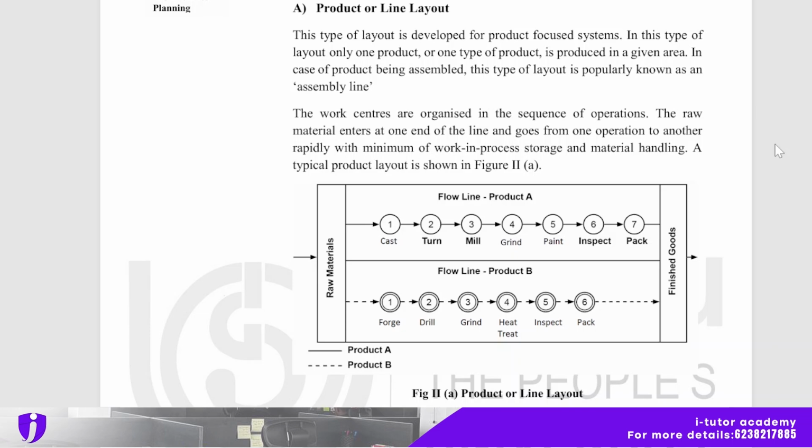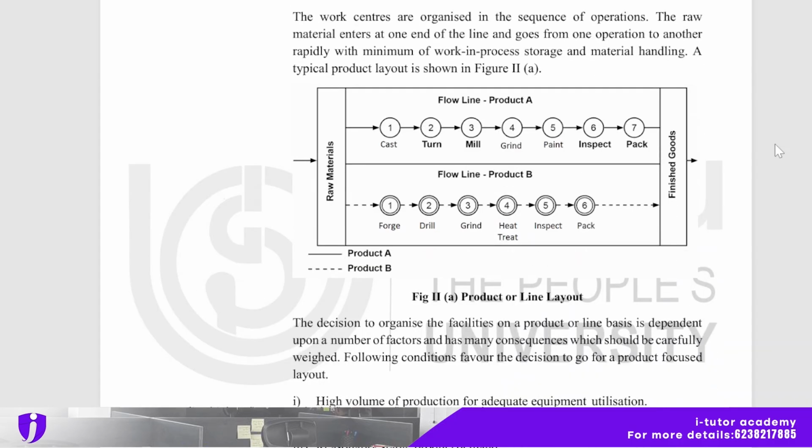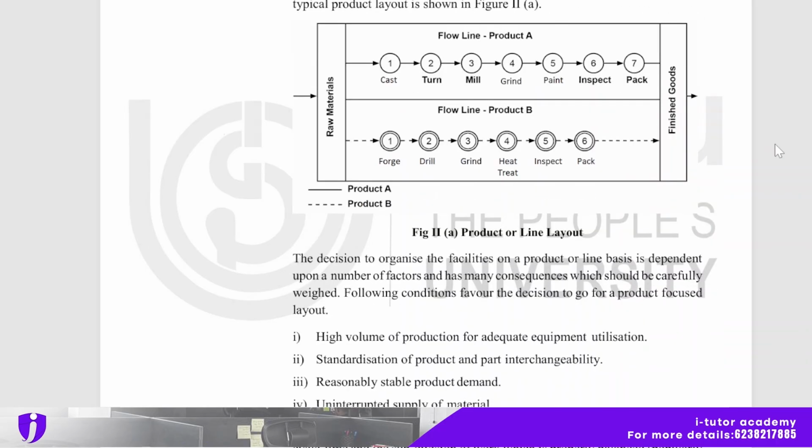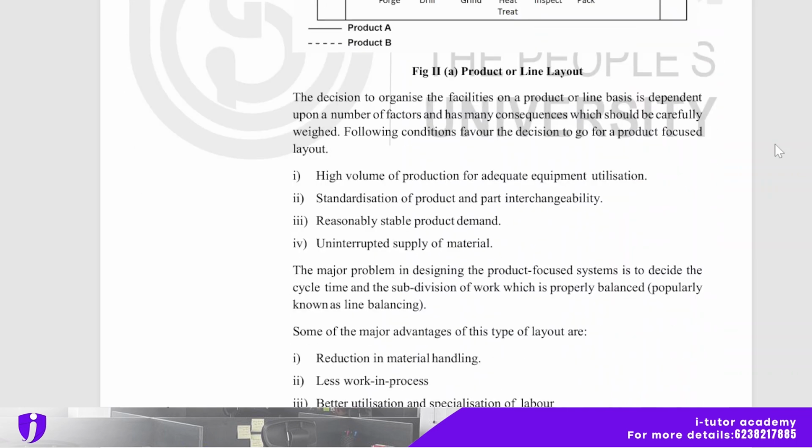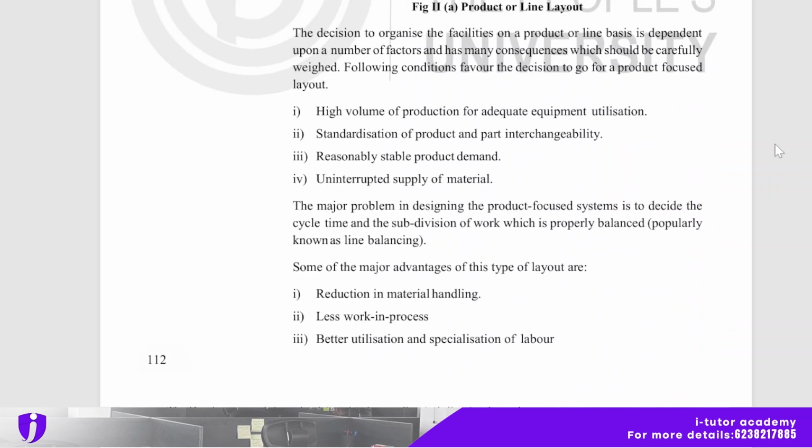In case of a product being assembled, this type of layout is popularly known as an assembly line. The work centers are organized in the sequence of operations. The raw material enters at one end of the line and goes from one operation to another rapidly, with the minimum of work in process, storage and material handling. So here is one figure, that is product or line layout. Please go through your IGNOU study material MMPC 009, that is Unit 4.